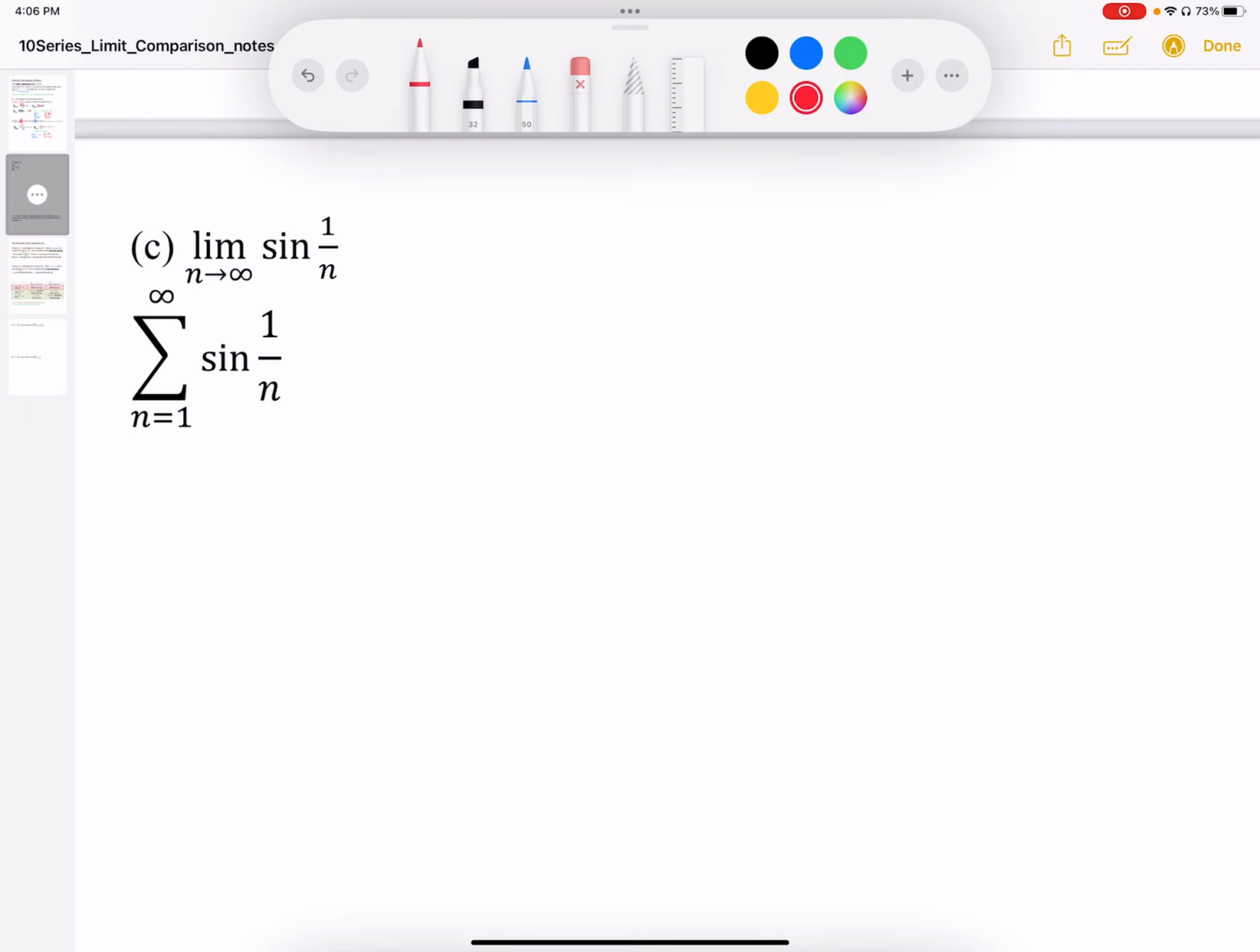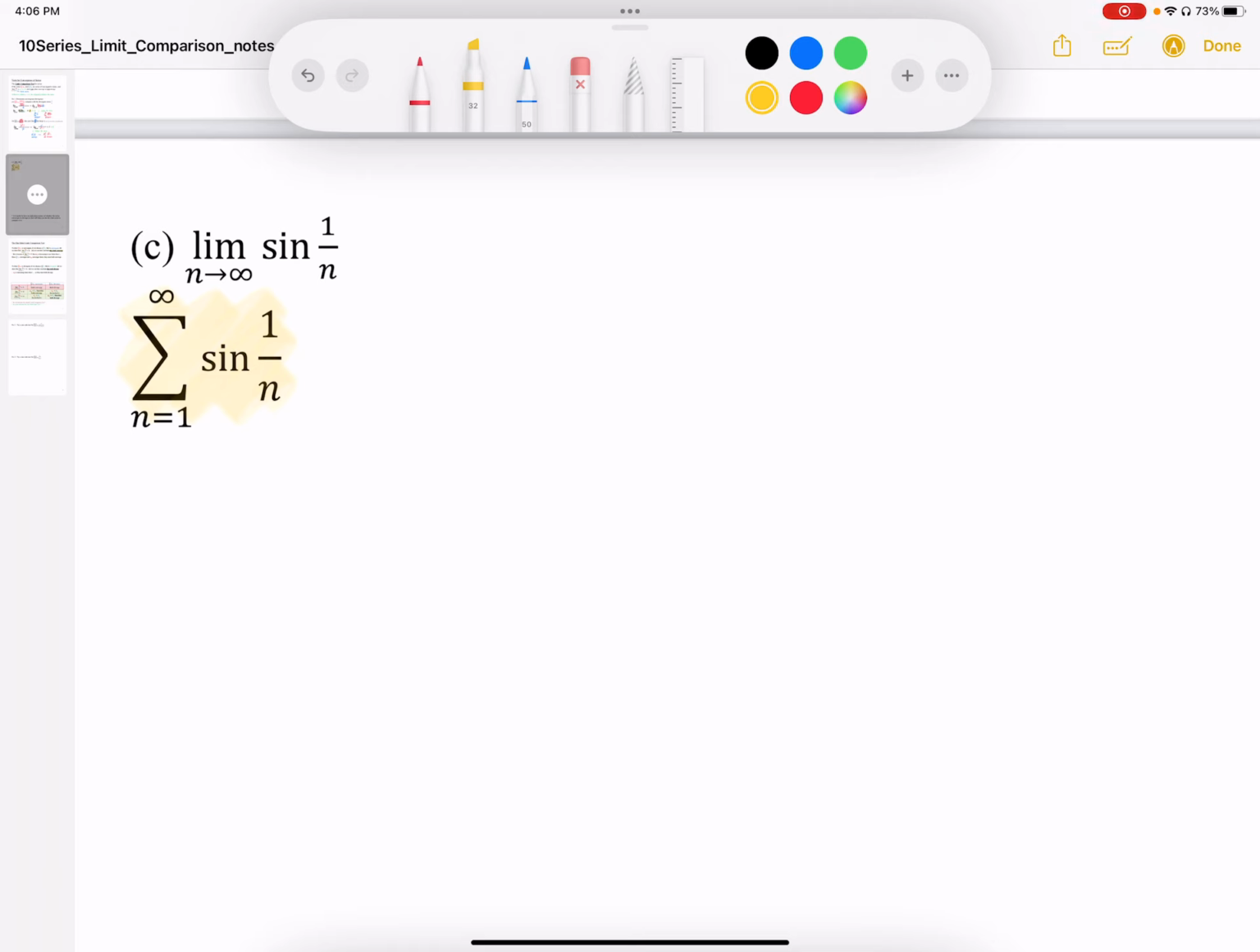In example C, we want to test this series here, and this is a new one, so we're not really sure what's going on. So we should really check the very first test, which is to check to see if the limit as n goes to infinity goes to zero. As the nth term test, we have to make sure that it equals zero. Otherwise, we don't even need to consider that series converging.